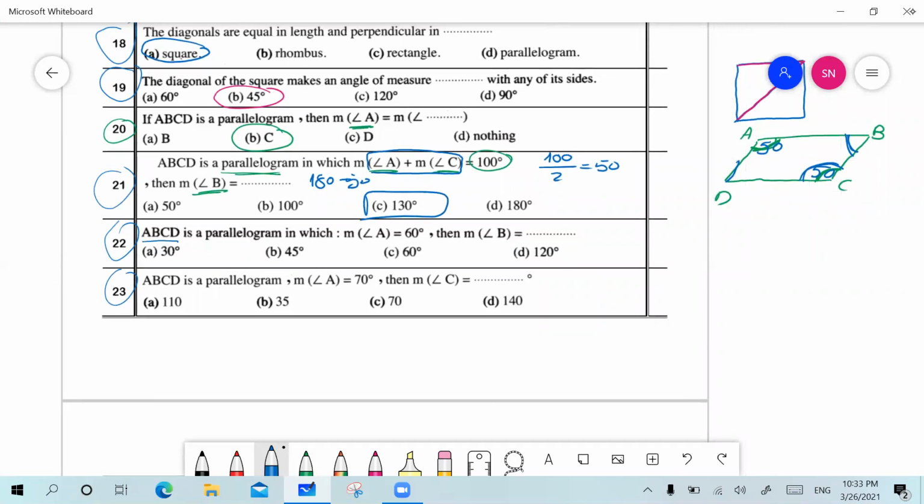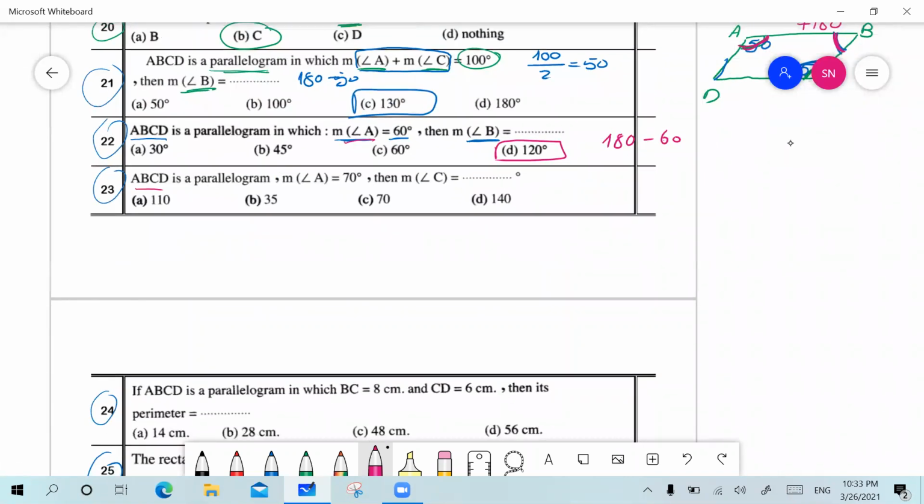ABCD is a parallelogram. The measure of angle A equals 60. Then the measure of angle B equals? Yusuf, write in the chat. Exactly, Yusuf, 120. ABCD is a parallelogram, and angle A and angle B are consecutive angles, meaning they sum up to 180. So 180 minus 60 is equal to 120.